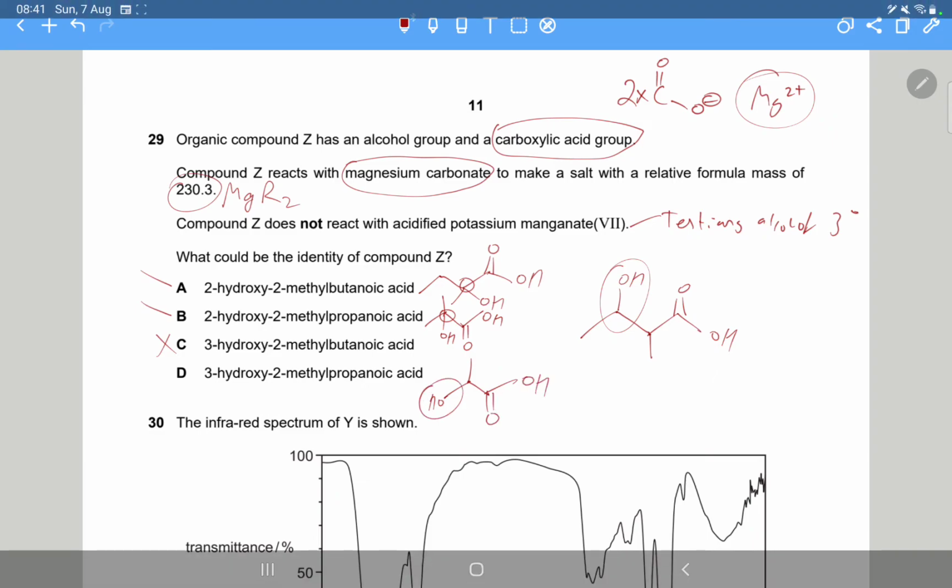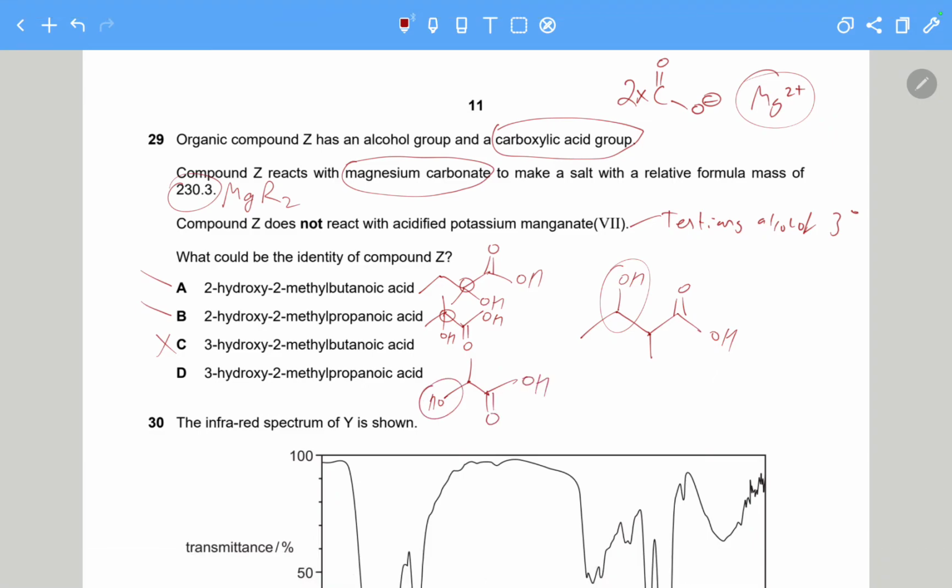So this is a secondary alcohol again, and sorry, not a secondary alcohol. I made a mistake there. It should be a primary alcohol because it's CH2OH. So this is the primary alcohol right here. It will oxidize to give an aldehyde or a carboxylic acid. So it will react with potassium manganate. So this cannot be the answer, and therefore it should be either of A and B. So let's focus on those.